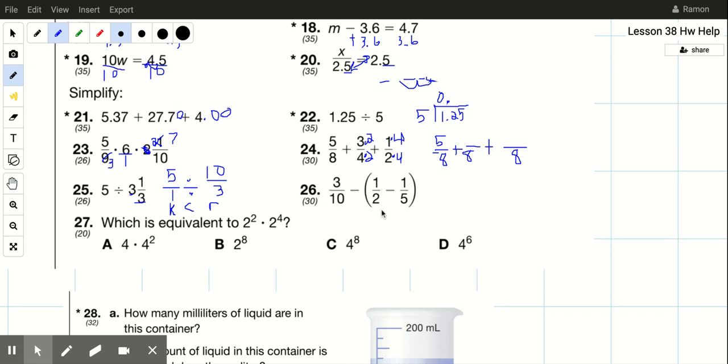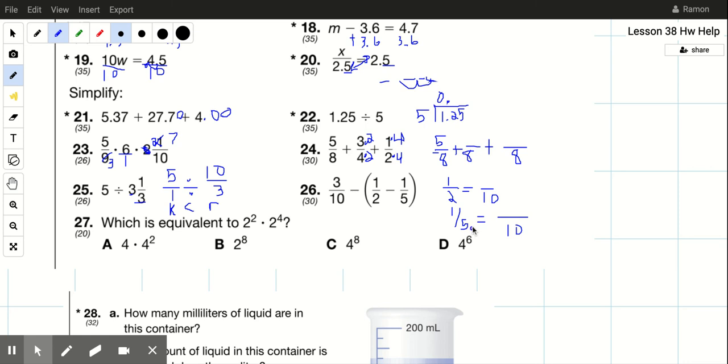26, 3/10 minus 1/2 minus 1/5. Again, using mental math, I see that the least common denominator is 10. So 3/10 is already out of 10, so we leave it. And then we just focus on the ones that are inside the parentheses, which is 1/2. So we're going to turn that into a fraction out of 10. Same thing with the 5th. We're going to turn that into a fraction out of 10.